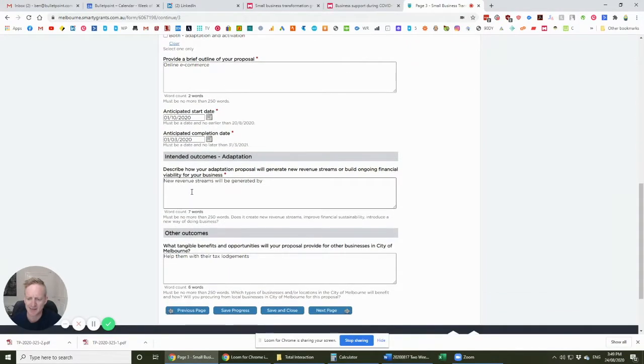Okay, intended outcomes. These two areas are the main ones where you need to be very strong and to the point about what you're going to do. So describe your adaption proposal and the new revenue streams. So you're going to take your business from bricks and mortar and put it online. So you need to look at what it's going to cost to put up a web store, to get it hosted, to get it designed, and get it integrated into your website.